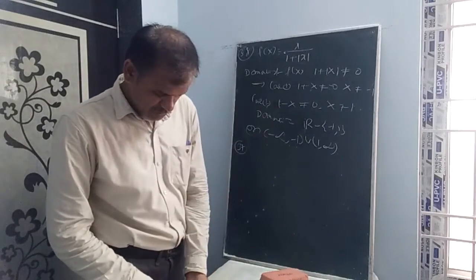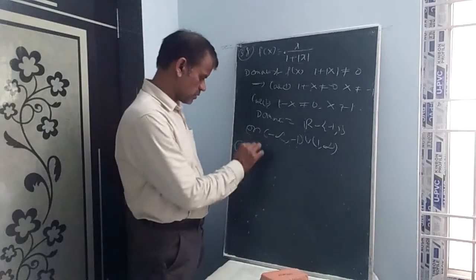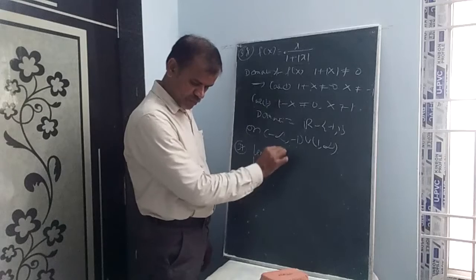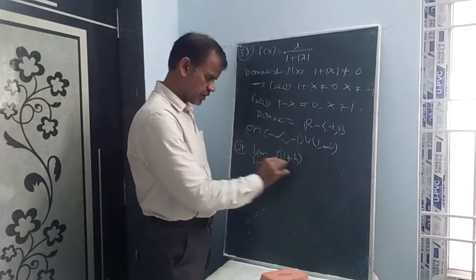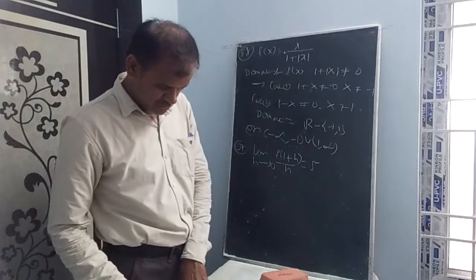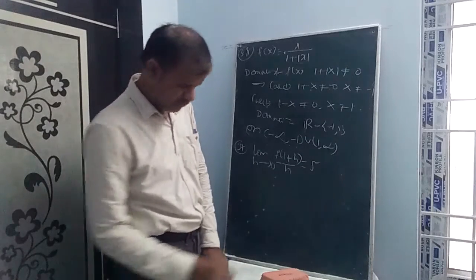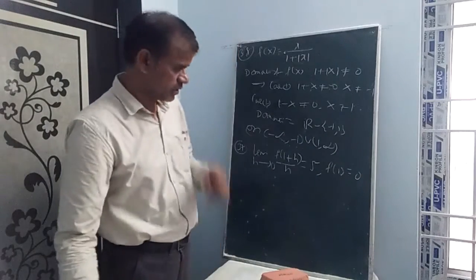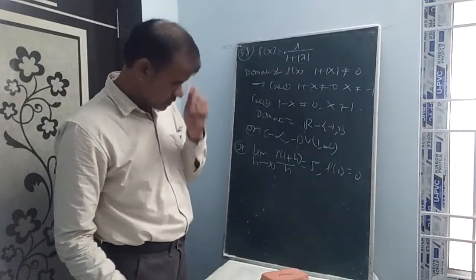Suppose f of x is differentiable at x equal to 1. Limit h tends to 0, f of 1 plus h whole by h is equal to 5, comma, f of 1 equal to 0. This is also a mistake. He did not give it. You correct it: f of 1 equal to 0.